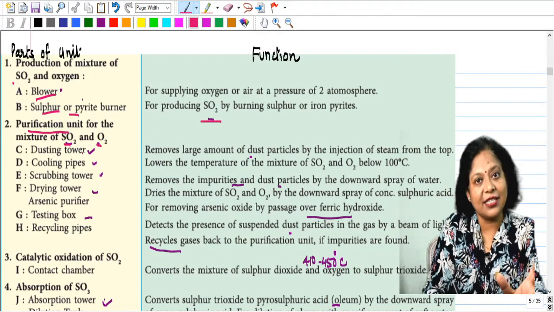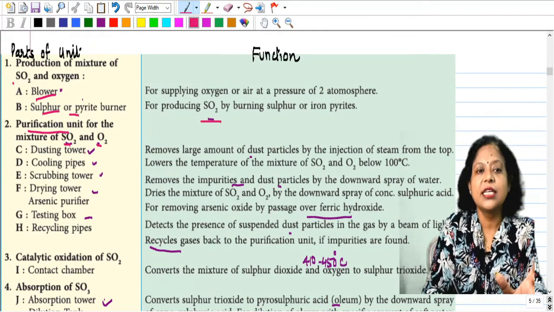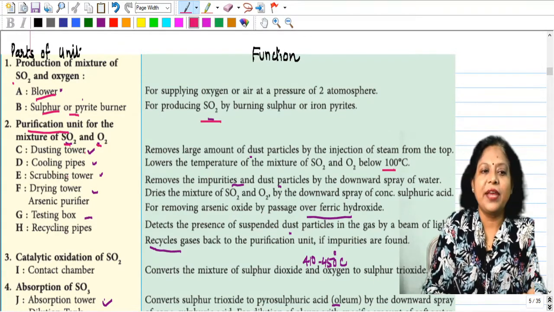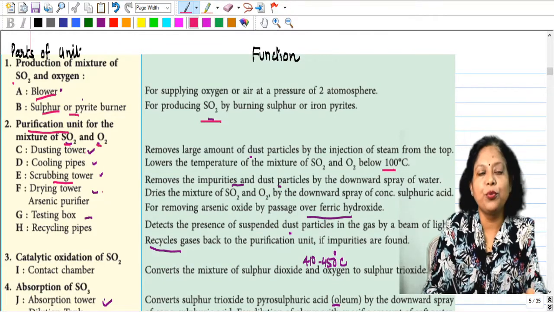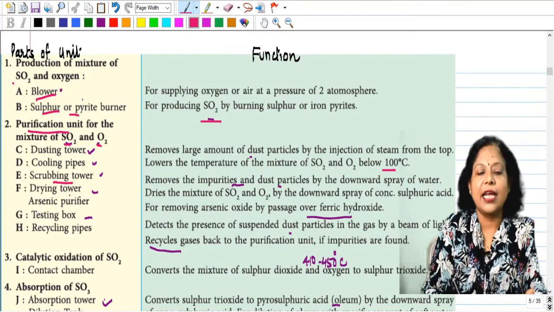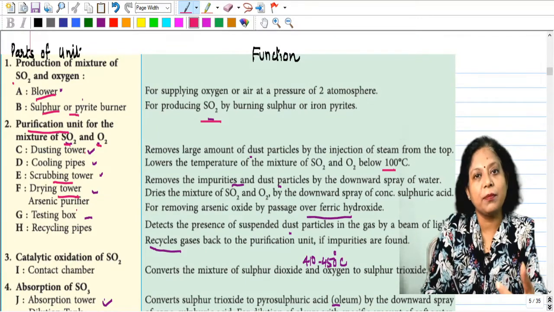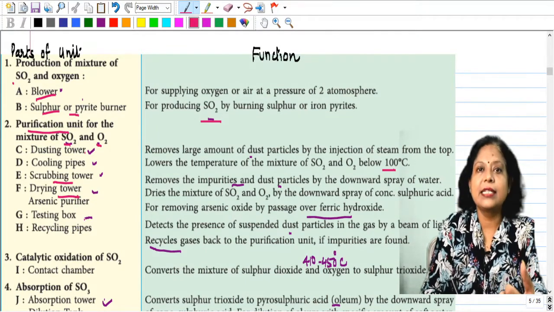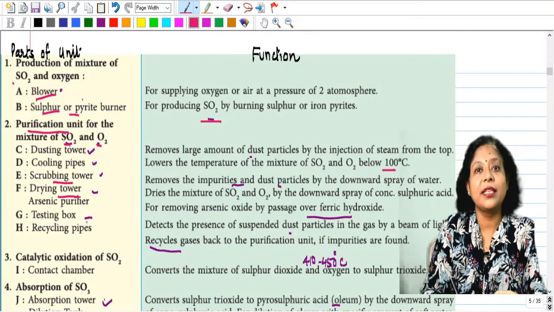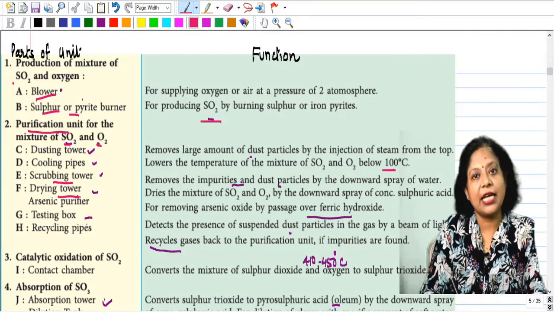There is a dusting tower which removes the dust. There are cooling pipes which bring down the temperature below 100 degrees centigrade, right? Then there is scrubbing tower to remove the dust particles and arsenic oxide. Also there is drying tower to remove the water particles. Okay, then there is a testing box to confirm that the sulfur dioxide gas is pure. Also the oxygen gas is pure.